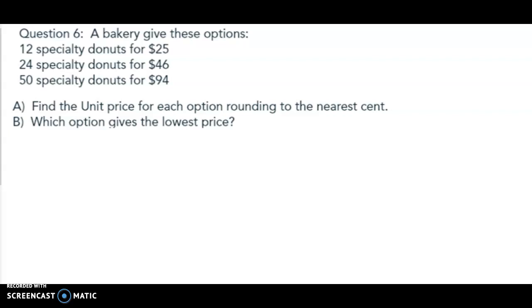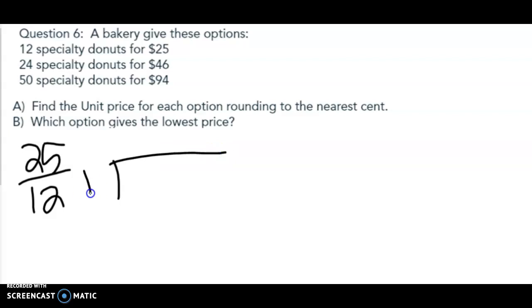All right, in this problem, we are trying to find out what the best price for donuts would be. So we need to take the price and divide it by the number of donuts, and that will give us the unit price that we're looking for. Our first option is 25 donuts for $12. So we will want to divide 12 into 25 and put our decimal up.